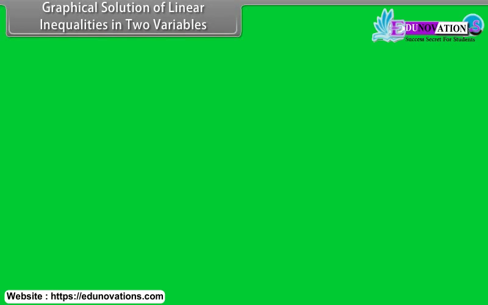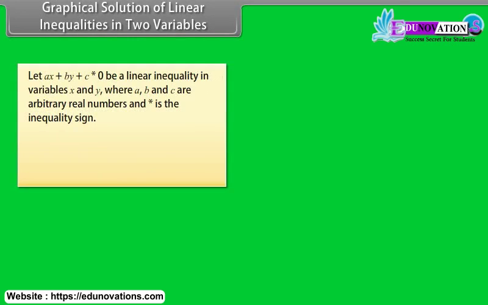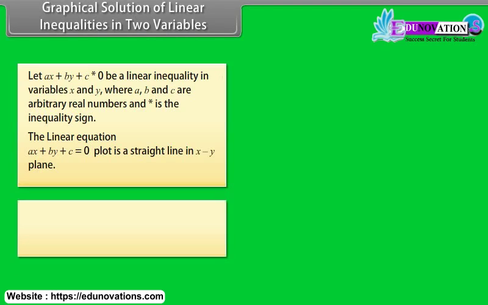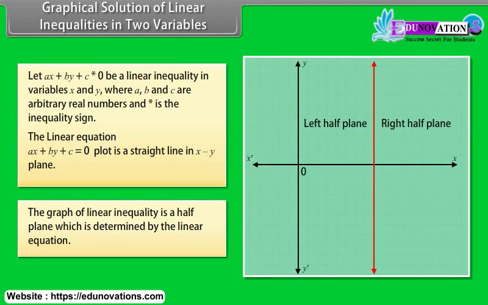Graphical solution of linear inequalities in 2 variables. Let ax plus by plus c star 0 be a linear inequality in variables x and y, where a, b and c are arbitrary real numbers and star is the inequality sign. The linear equation ax plus by plus c is equal to 0 plots as a straight line in the xy plane. Below are examples of straight lines in the xy plane, which divide the xy plane into 2 halves. The graph of a linear inequality is a half plane, which is determined by the linear equation.